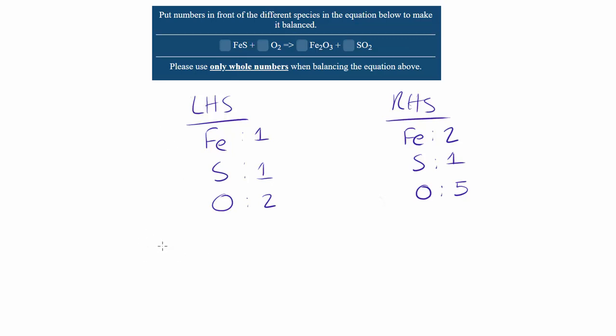Okay, so if I do that, I'm going to write out the new equation we're going to get. So we're going to get 2 FeS plus O2, that produces Fe₂O₃ plus SO₂, right?